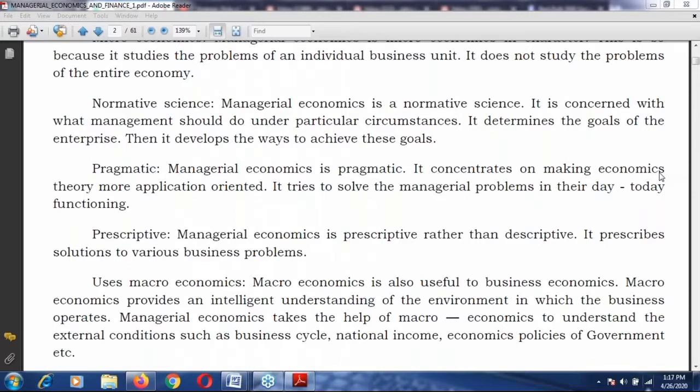Managerial economics and other related disciplines. Managerial economics and statistics. Statistics provides several tools to managerial economics. Statistical techniques are used in collecting, marshalling, and analyzing business data, which makes possible an empirical testing of economic generalizations before they are applied for decision making.